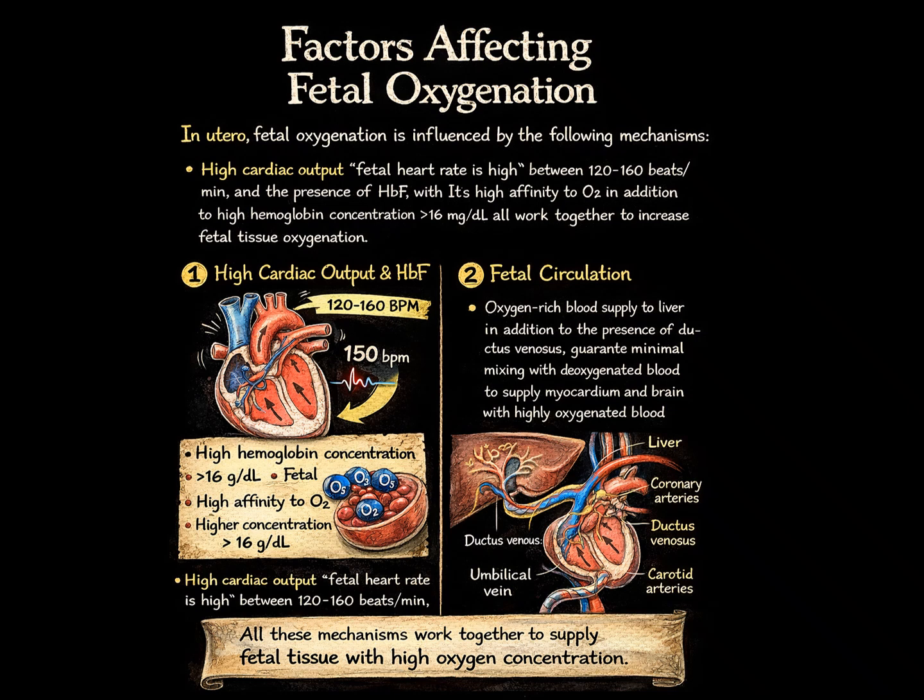Another critical mechanism is fetal circulation, which ensures adequate oxygen supply to the tissue. This circulation pattern begins with the liver receiving highly oxygenated blood directly from the umbilical vein. The ductus venosus then directs blood with a minimal mixture of deoxygenated blood directly to the left side of the heart, and this process ensures that the myocardium and the brain receive the highest oxygenated blood via the coronary and carotid arteries, respectively.